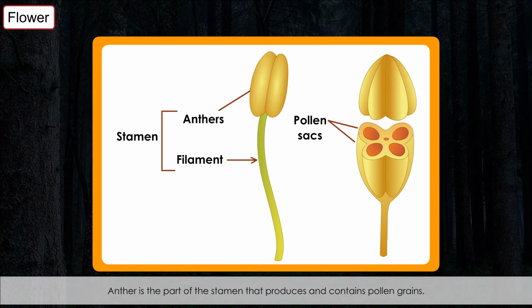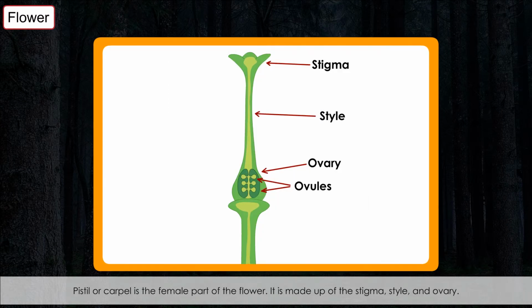Anther is the part of the stamen that produces and contains pollen grains. A pollen grain is a microscopic body that contains the male reproductive cell of a plant. Filament is the fine hair-like stalk having anther on its top.